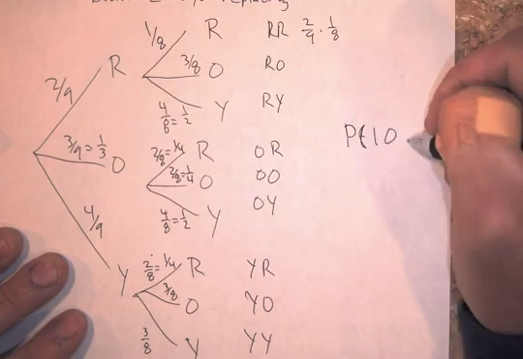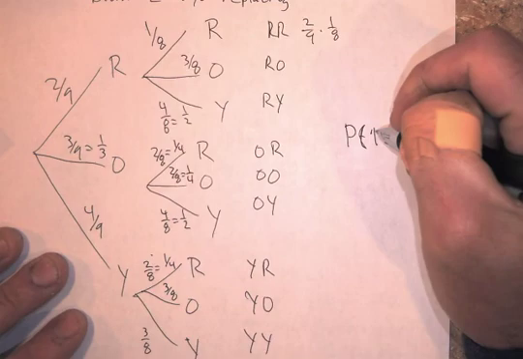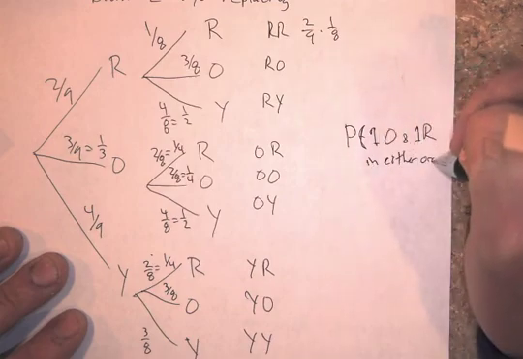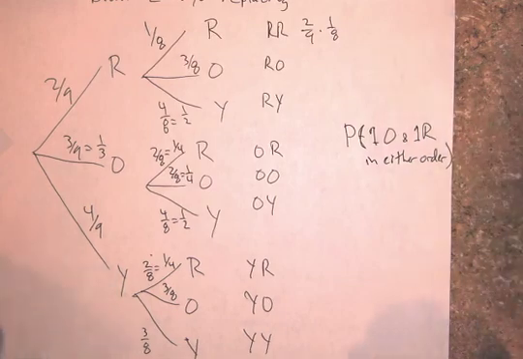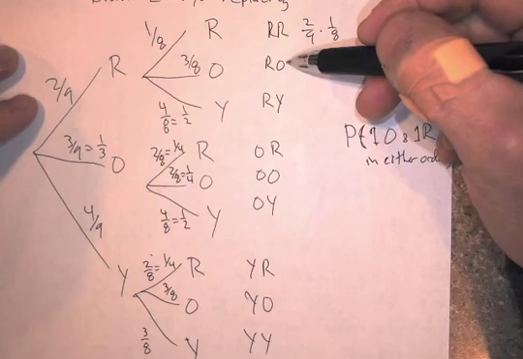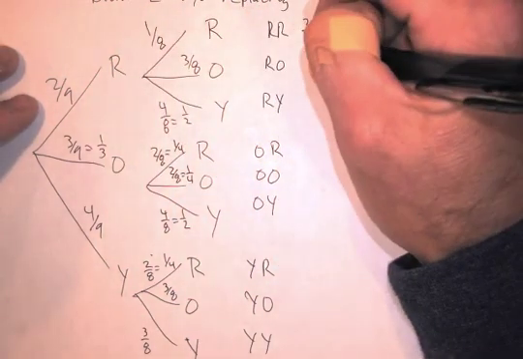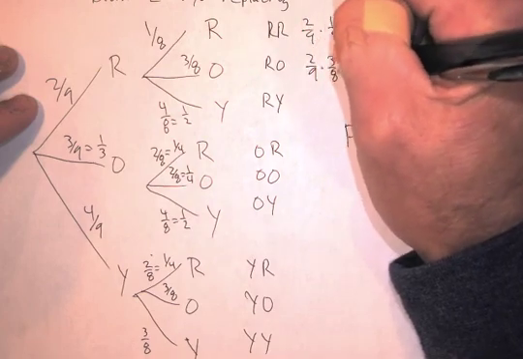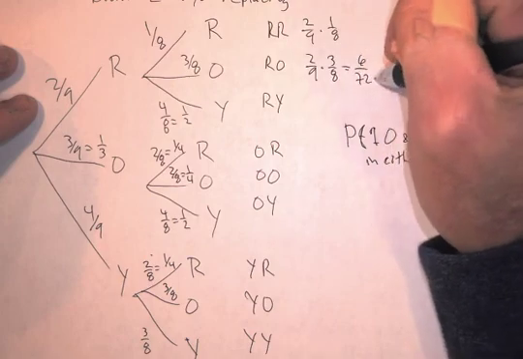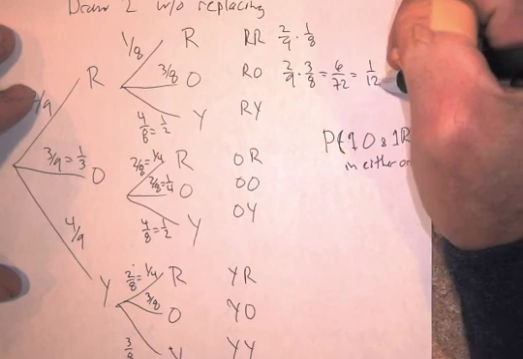one orange and one red in either order? Okay, so one orange and one red in either order. So let's go down and find those. Here's an orange red. Let's find the probability of that. It's actually red orange, but 2/9 times 3/8, right? We're talking 6. 9 times 8 is 72. Reduce that. We're talking 1/12.